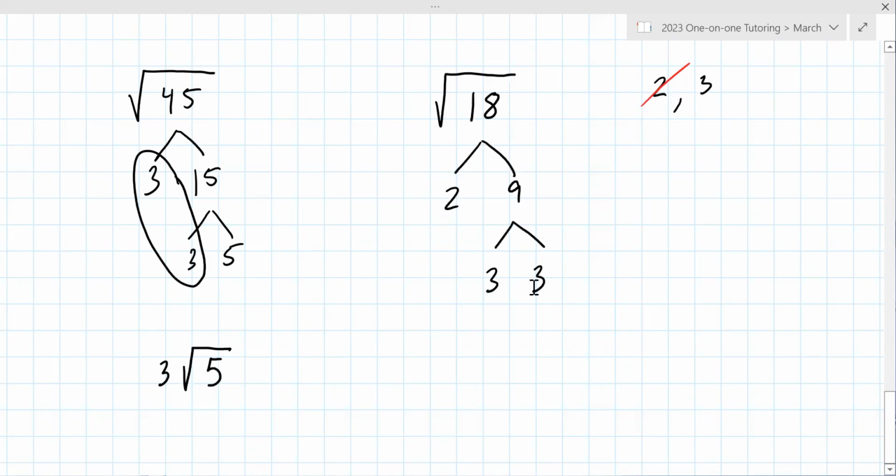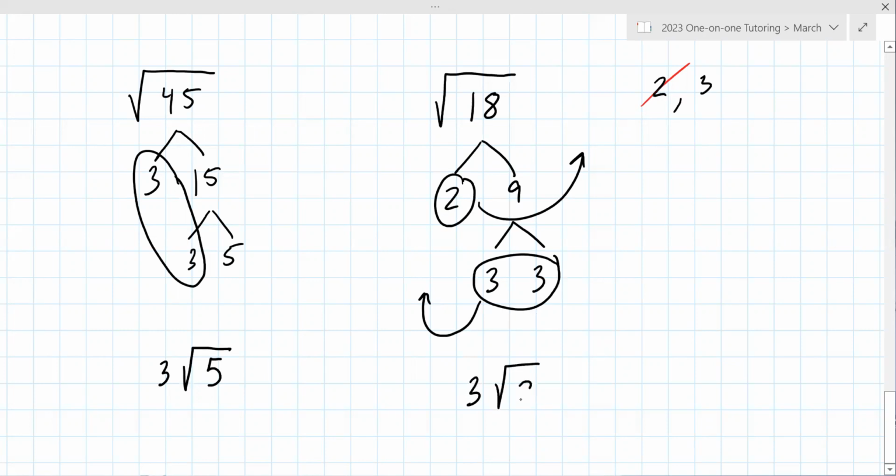So it's also not the case that the pairs come out first. You might find that the pair is down below, and the non-pair, it doesn't really matter. You just have to get a pair. So this would be 3 square root of 2. Okay, so the pair can come wherever. You just have to know where to look for it.